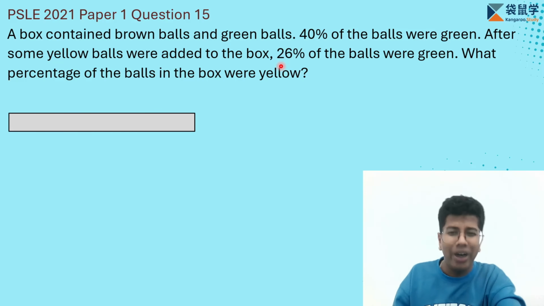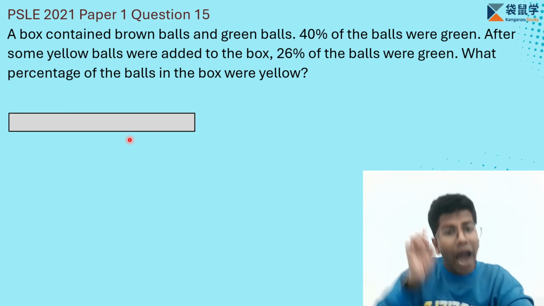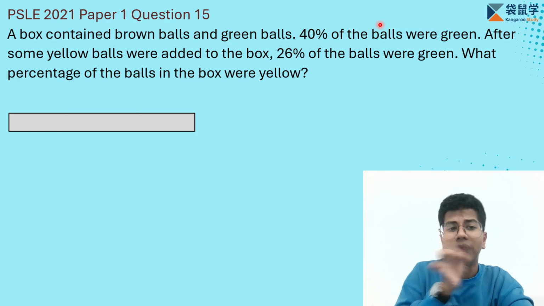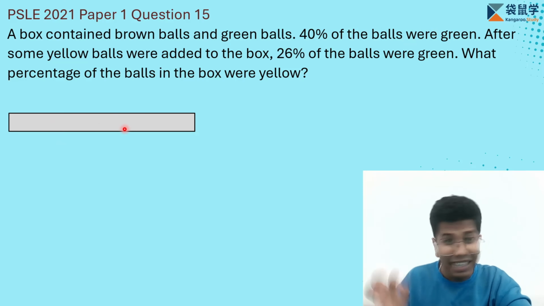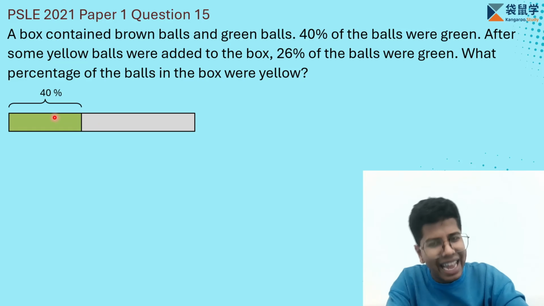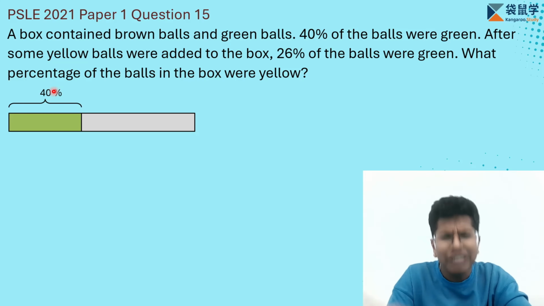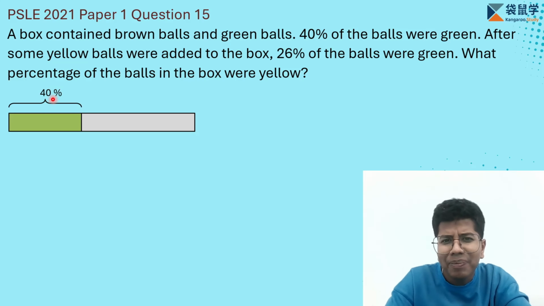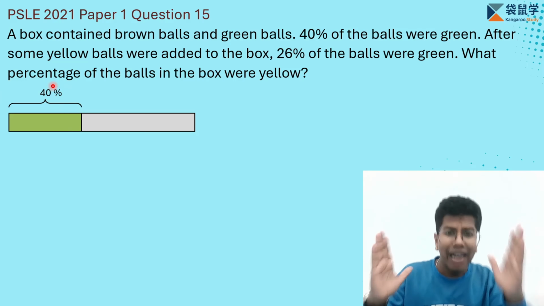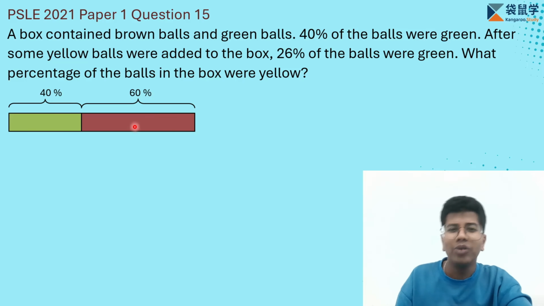So I draw a model where this represents the total percentage of the balls that are present. At first there are only two types of balls, where 40% of the balls were green. So if this total represents 100%, how much is for green? Yes, it's nothing but 40% and I can label it with the green color. So if this is the percentage for green, what is the percentage for brown balls? Yes, we can find this out because the total is 100, this is 40, and 100 minus 40 is the remaining part, which is nothing but 60% for brown balls.